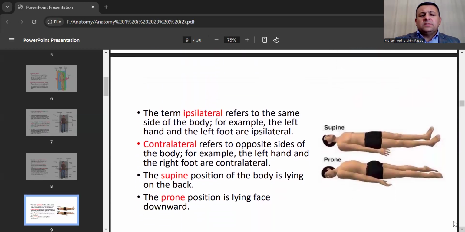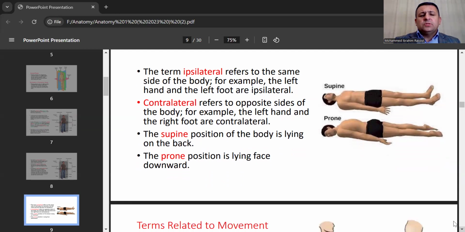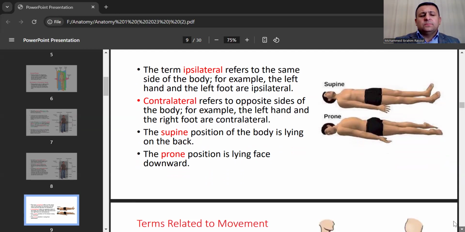The term ipsilateral refers to the same side of the body. For example, the left hand and the left foot are ipsilateral. Contralateral refers to the opposite side of the body. For example, the left hand and the right foot are contralateral. The supine position of the body is lying on the back. The prone position is lying face down.